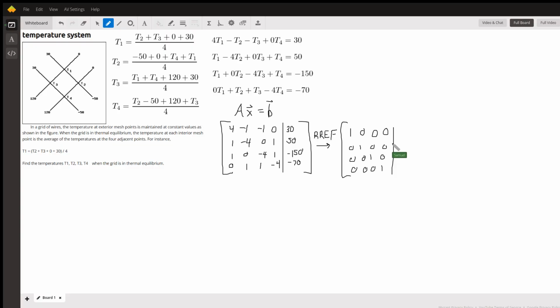Now I won't go through the steps of doing row reduced echelon form, as that should be a beginner problem solving approach in linear algebra, but the result that you should get is 20, 0, 50, 30.